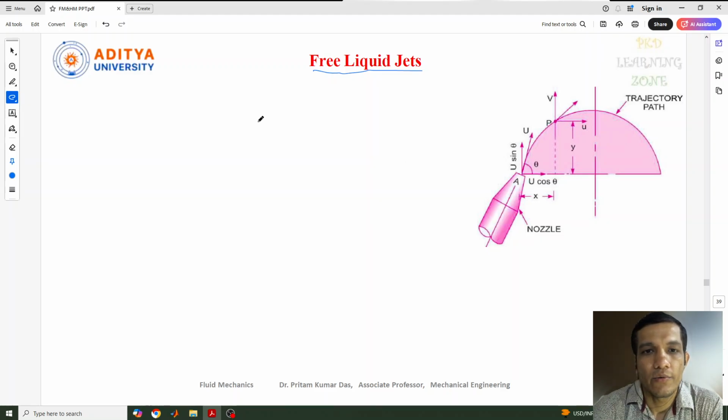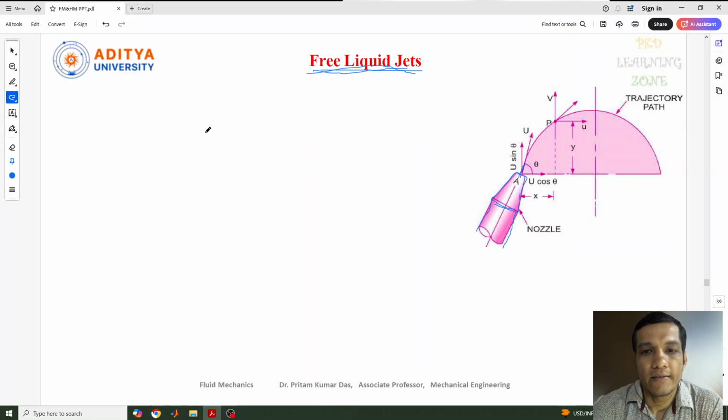Okay, so a free liquid jet is defined as the jet of water which is coming out from a pipe or nozzle into the atmosphere. Suppose this is the pipe, you can see, and a nozzle is connected here. So the jet of water which is coming out from this nozzle into the atmosphere, that we can say is a free liquid jet.